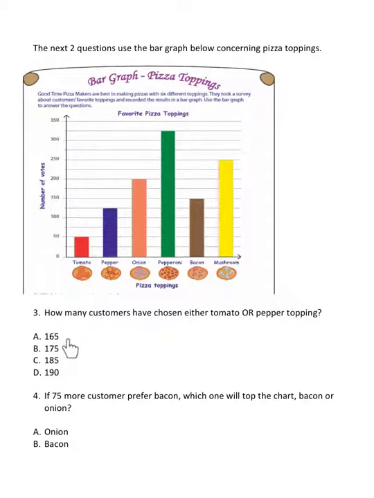A. 165, B. 175, C. 185, D. 190. Number 4. If 75 more customers preferred bacon, which one will top the chart, bacon or onion? A. Onion, B. Bacon.